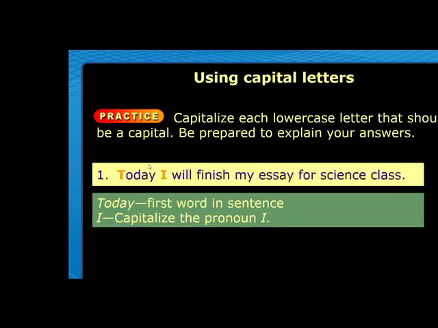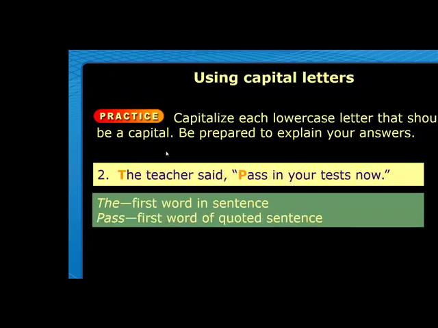Today, I'll finish my essay for science class. Here, we capitalize the T in today because it's the starting letter of the sentence, and we capitalize the O. The next one: the teacher said, "Pass your tests now." We capitalize the T because it comes at the beginning of the sentence, and we capitalize the P because it comes at the beginning of a quoted sentence.